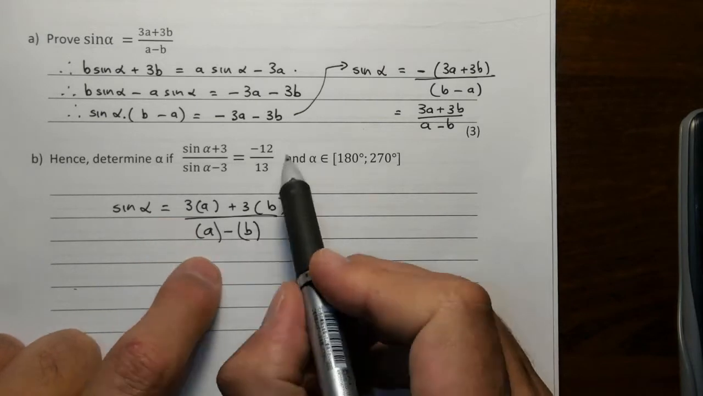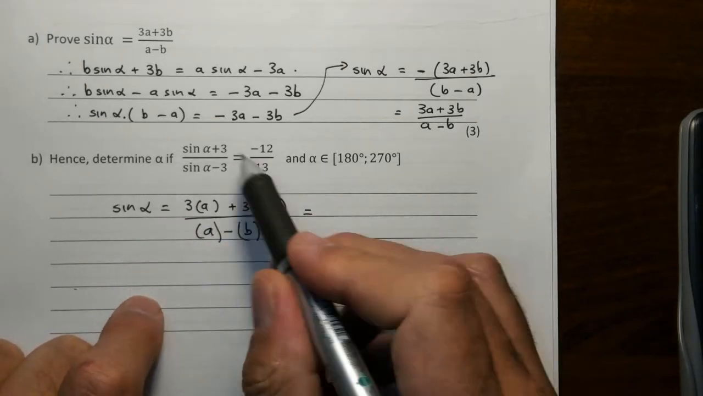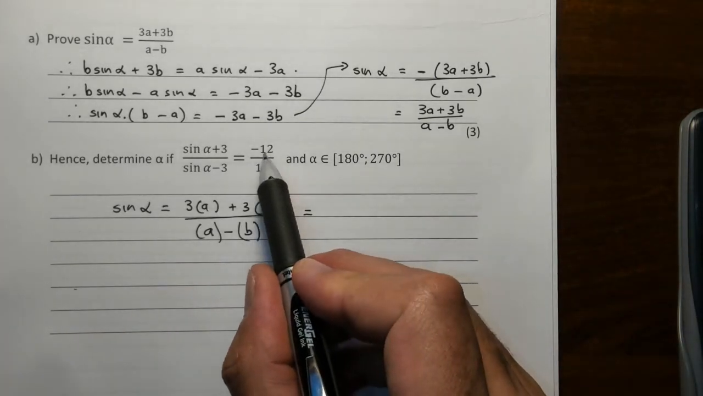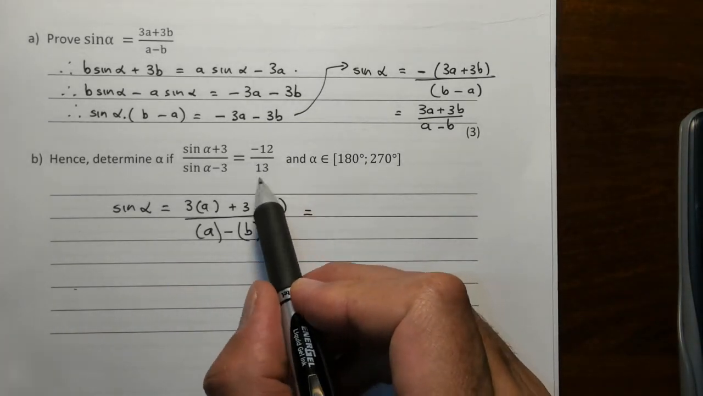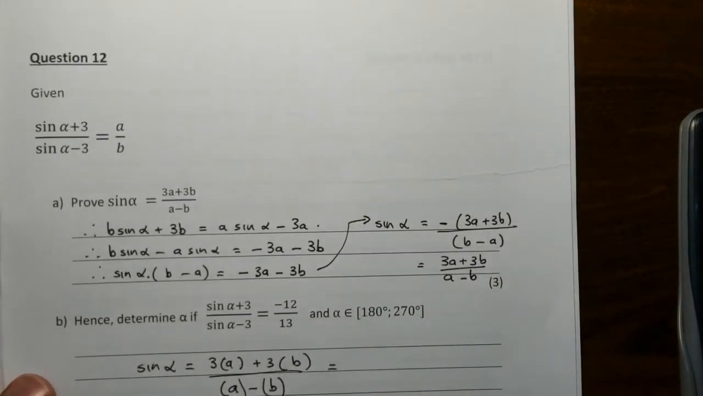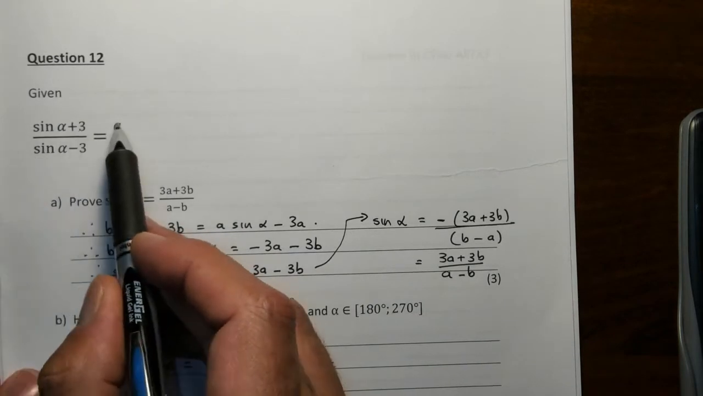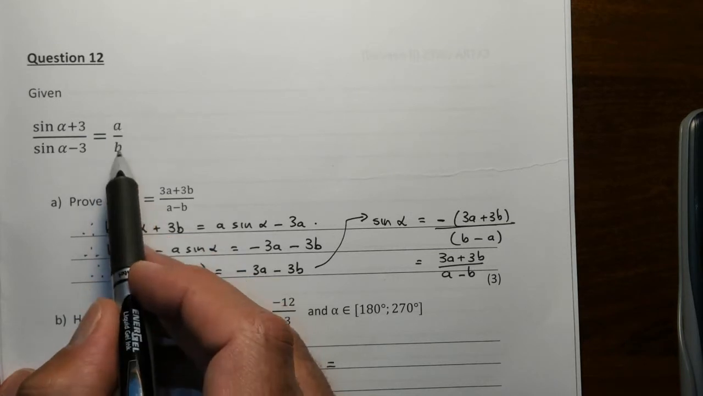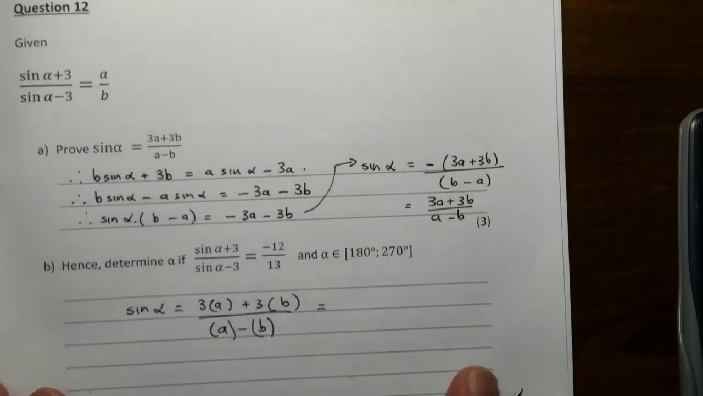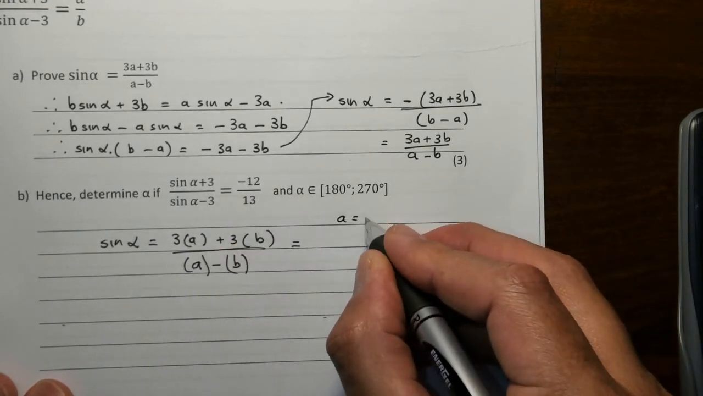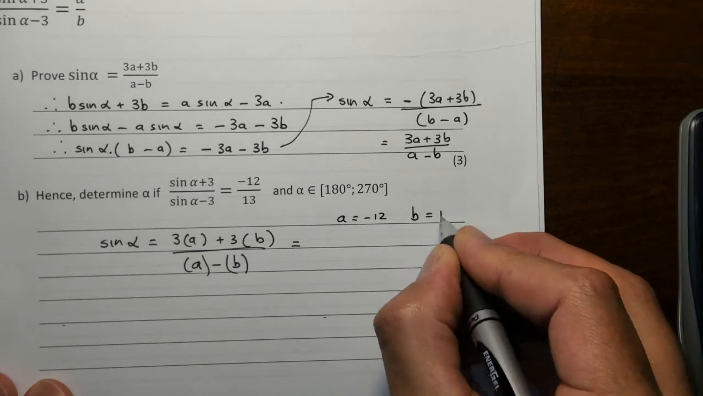They told me that this is indeed what I just proved, and I now know that this is equal to minus 12 over 13. So what does that mean? Well, if I look at the original, this thing was equal to a over b. So a is minus 12 and b is 13. Okay, so a here is minus 12 and b is 13.